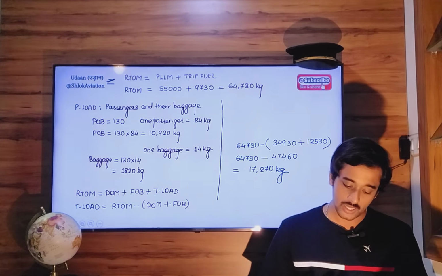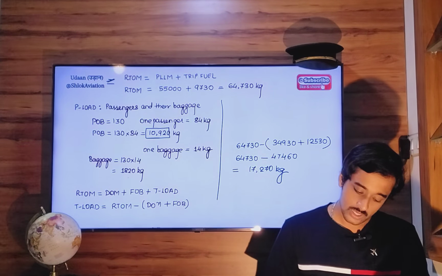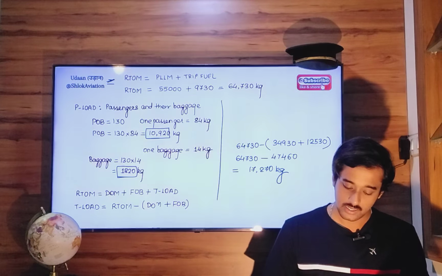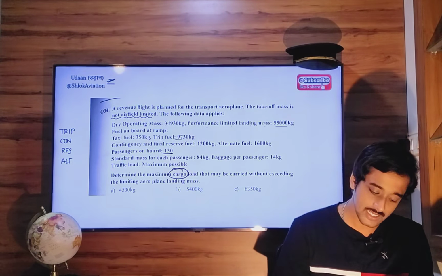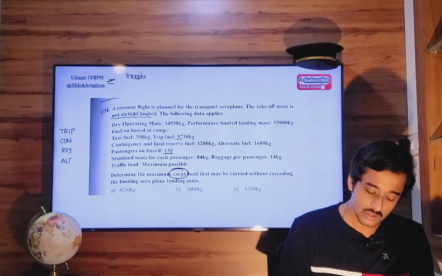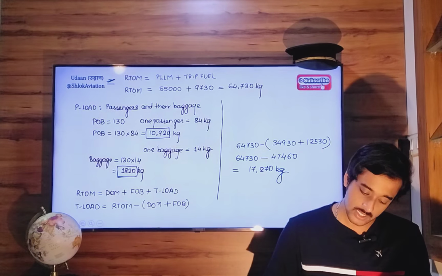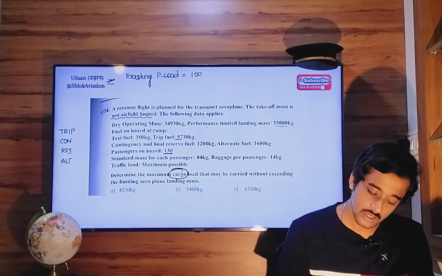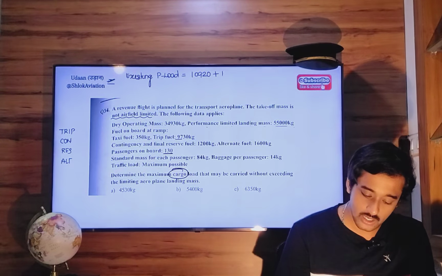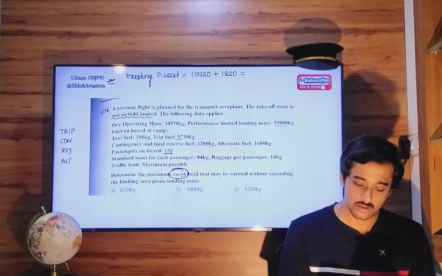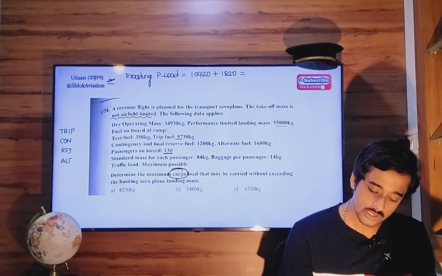Now what is the payload that you are carrying? 10,920 passenger weight, 1,820 baggage weight. So existing payload equals total passenger weight 10,920 plus baggage 1,820, which is 12,740.